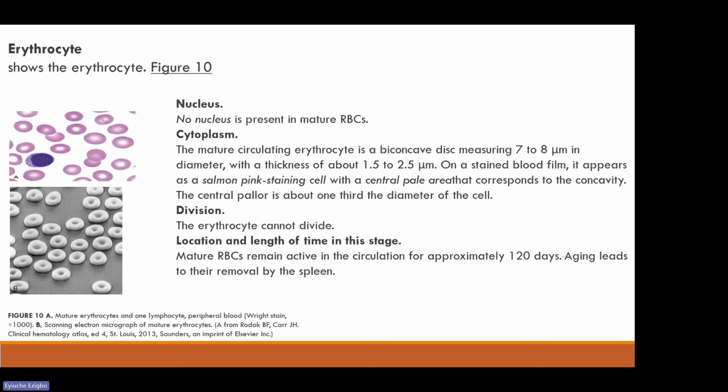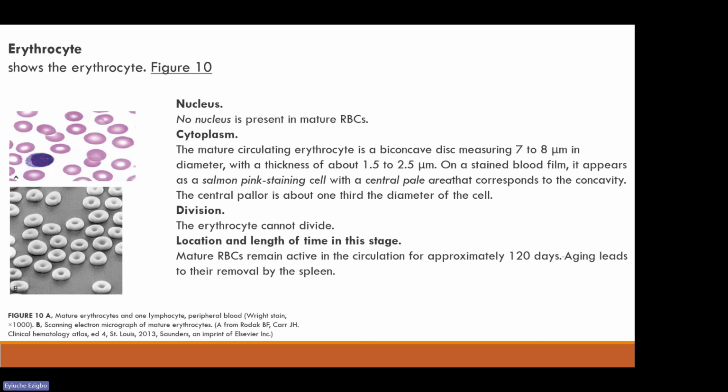Okay, on a stained blood film, it appears as a salmon pink. So you can see here, it appears as a salmon pink staining cell with a central pale area that corresponds to the concavity of the cell. The central pallor is about 1/3 the diameter of the cell. So this central pallor is supposed to take about 1/3 of the diameter of the cells.